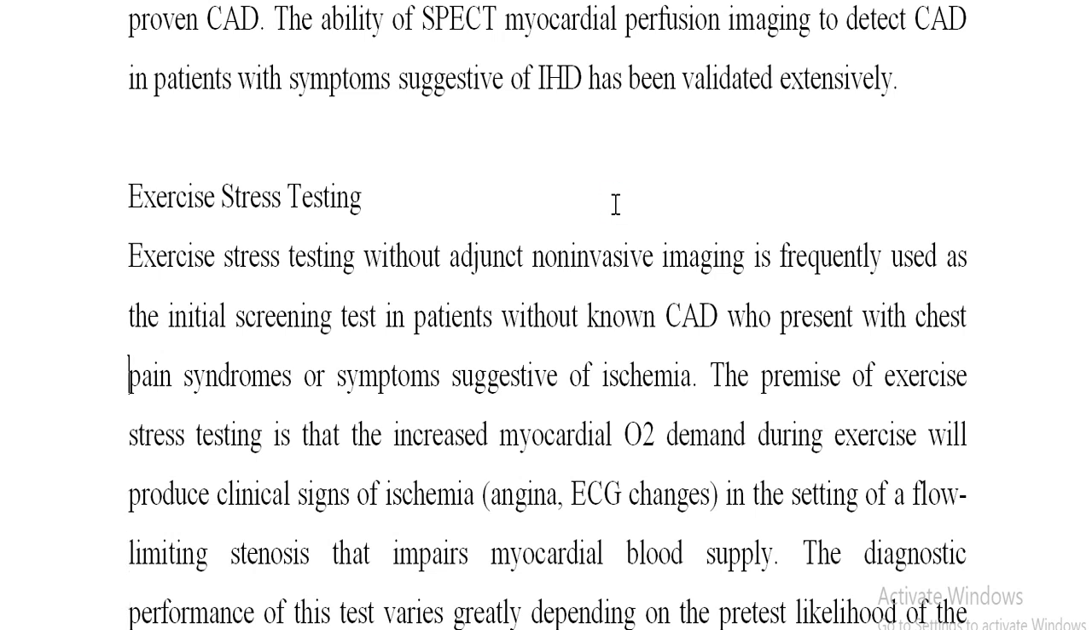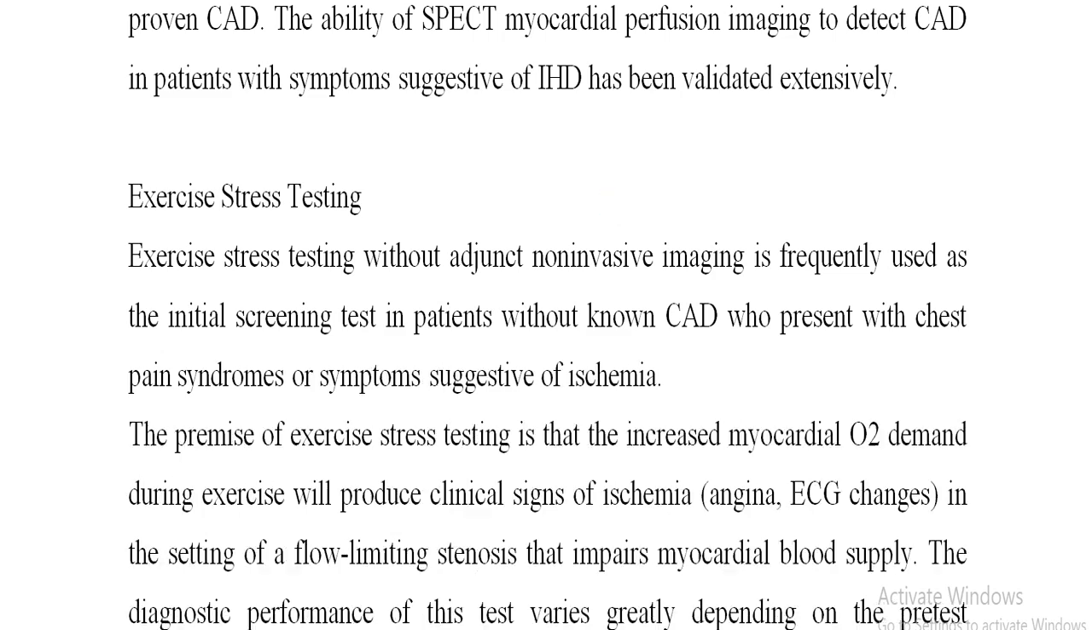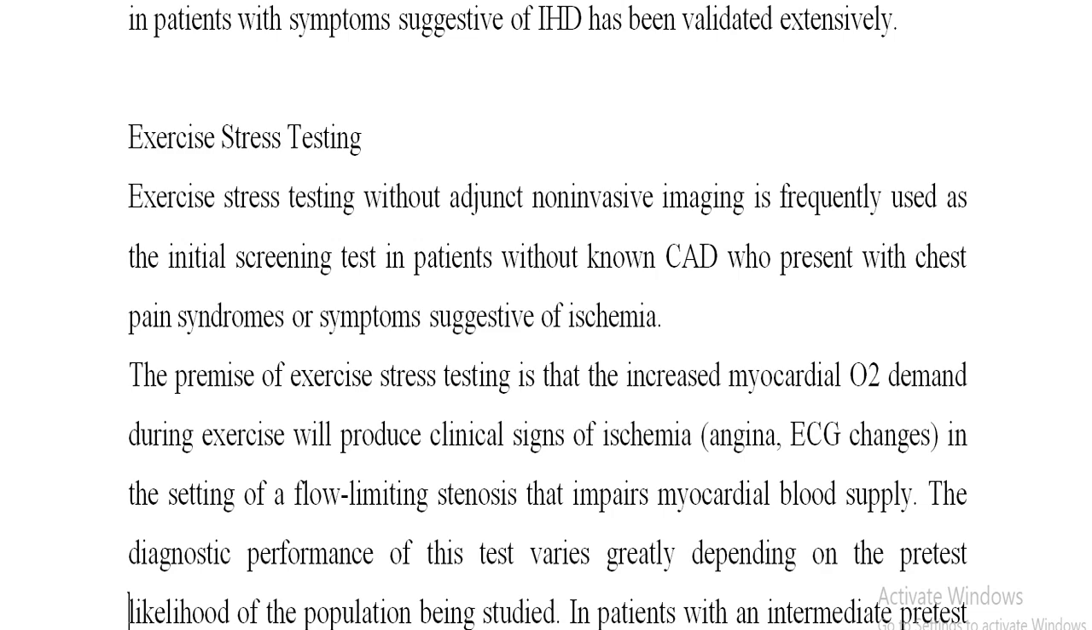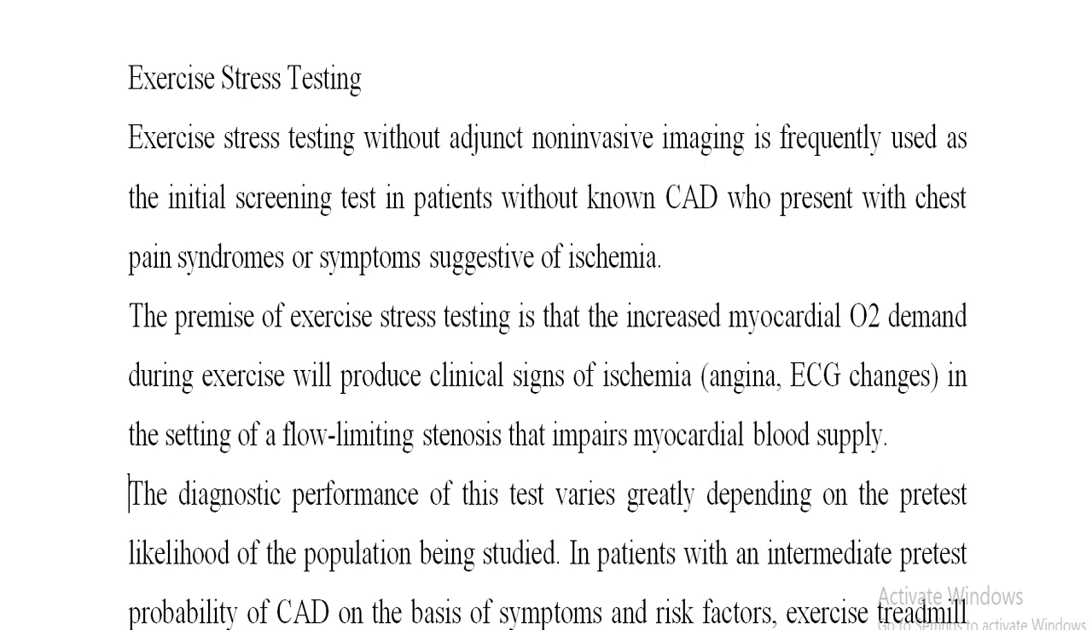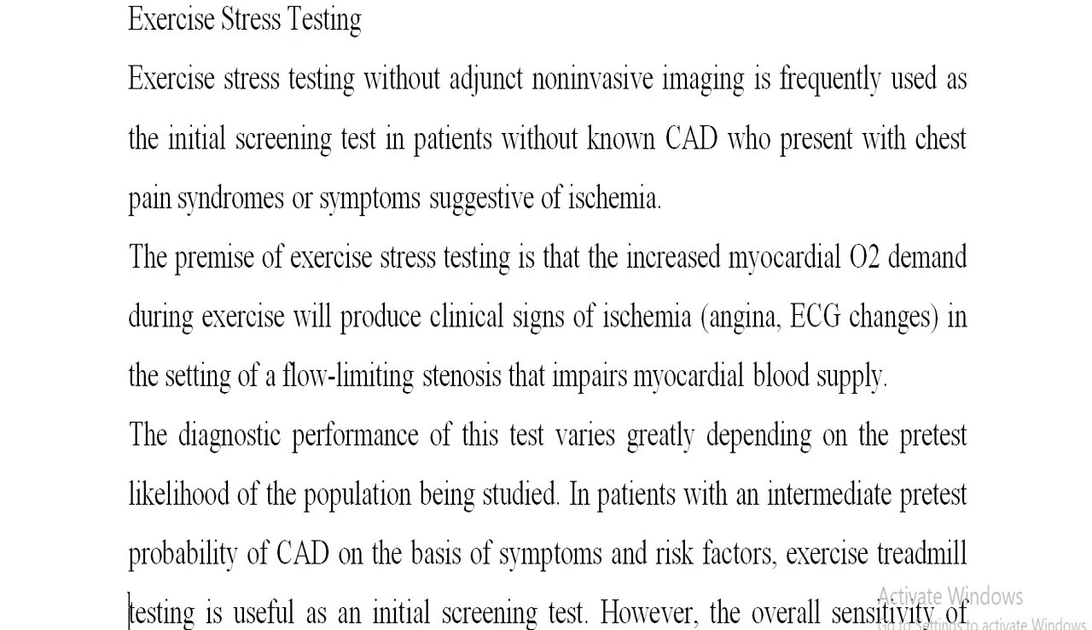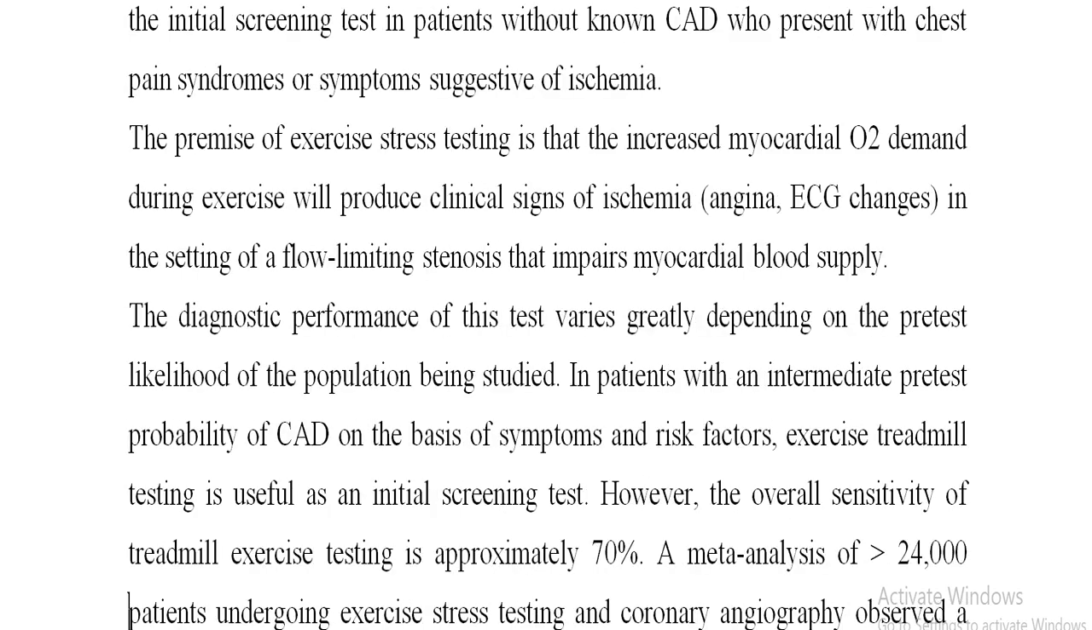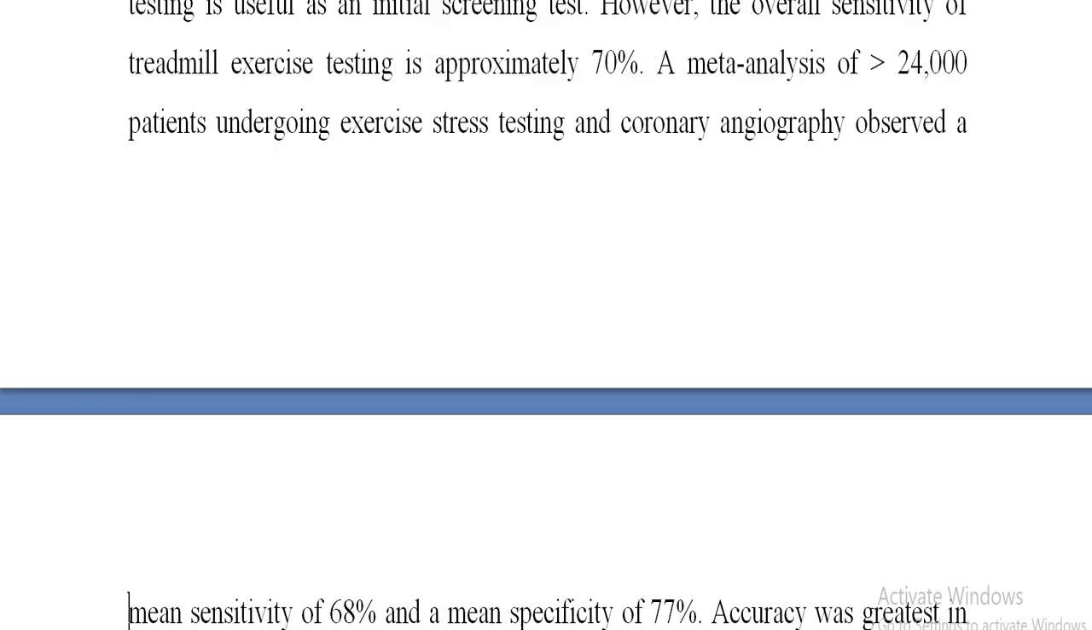The premise of exercise stress testing is that the increased myocardial O2 demand during exercise will produce clinical signs of ischemia, angina, ECG changes, in the setting of a flow-limiting stenosis that impairs myocardial blood supply. The diagnostic performance of this test varies greatly depending on the pre-test likelihood of the population being studied. In patients with an intermediate pre-test probability of CAD on the basis of symptoms and risk factors, exercise treadmill testing is useful as an initial screening test.